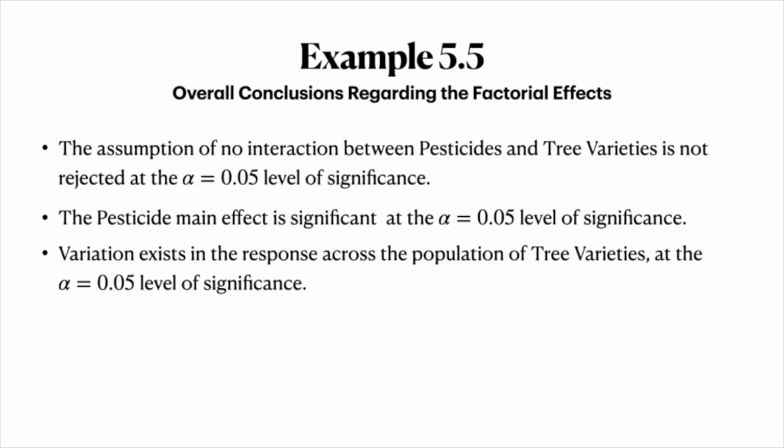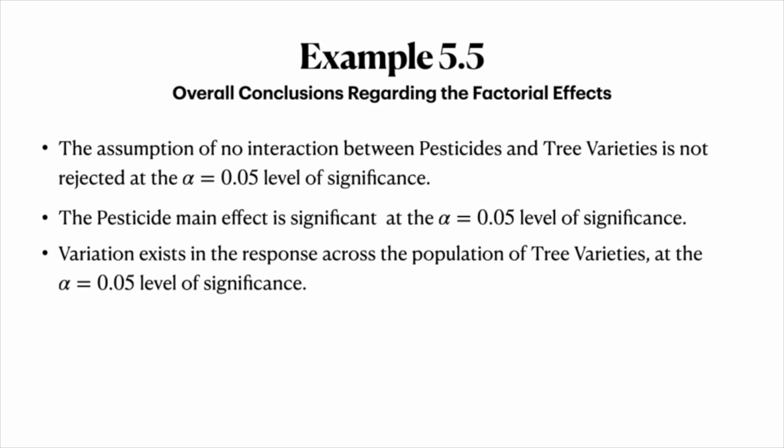All right, so the overall conclusions regarding the factorial effects. The assumption of no interaction between pesticides and tree varieties is not rejected at the 0.05 level of significance, and so moving forward through the analysis, we're justified in carrying that assumption along with us, doing the subsequent analyses assuming no interaction. The pesticide main effect, which is the fixed effect, is significant at the 0.05 level of significance, and so because of that, comparisons amongst the 4 levels of pesticide would be justified.